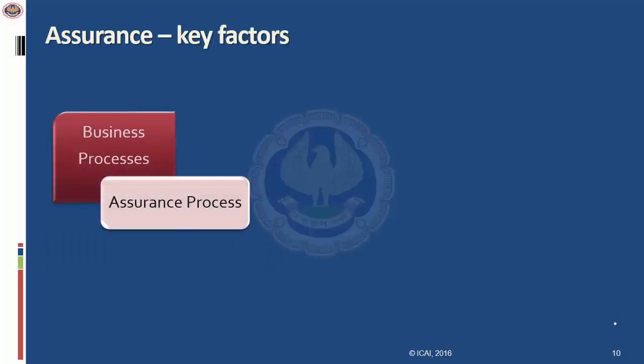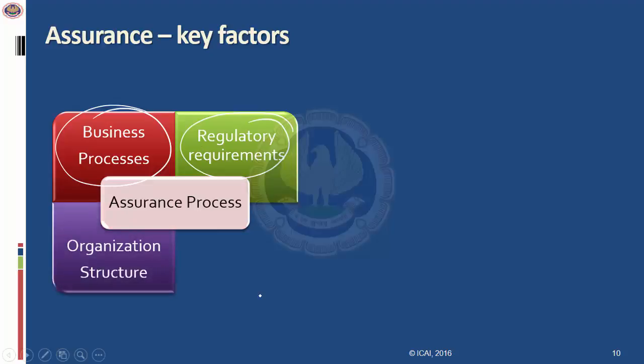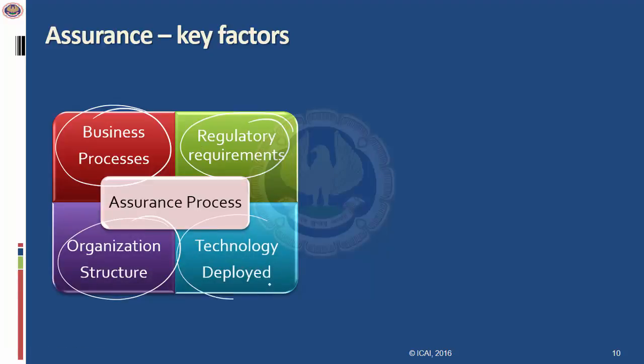What are the key factors to be considered in assurance? Now, if you remember, I talked about this. You understand the business process. You understand the regulatory requirements which are applicable. You understand the organizational structure. You also need to understand the technology deployed. This is what is required in the case of assurance. In the case of a typical general audit, for example, a VAT audit or a tax audit or a service tax audit, primarily you are looking at technology only from the point of view that you have to look at the regulatory requirements pertaining to VAT or service tax.